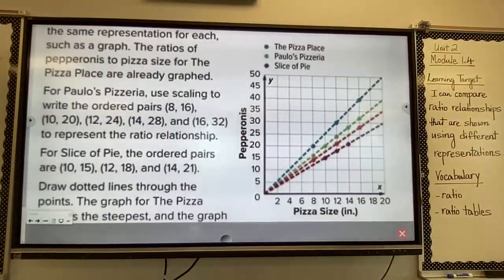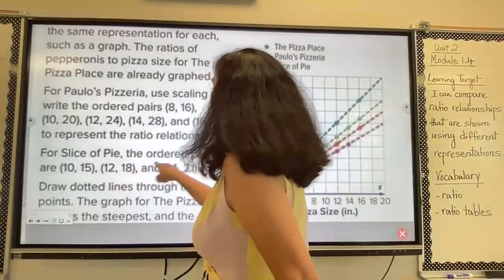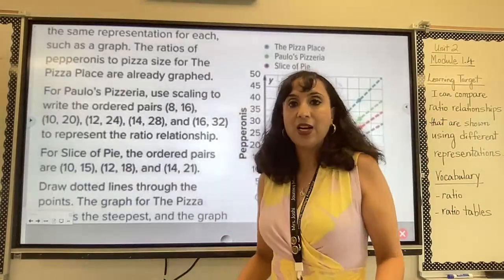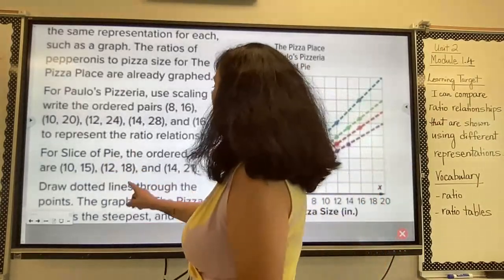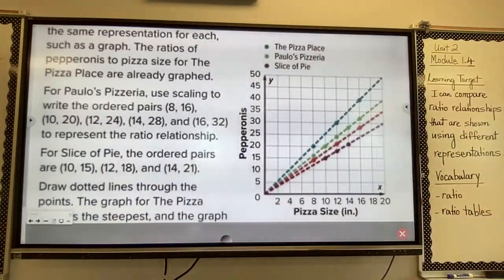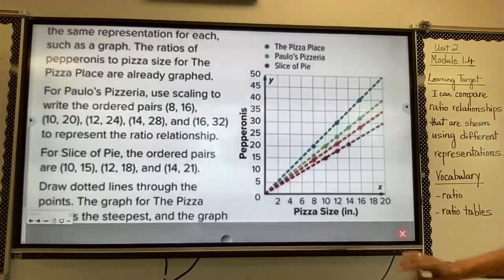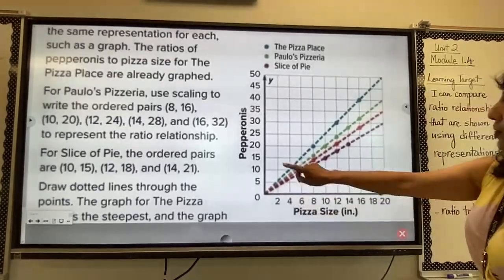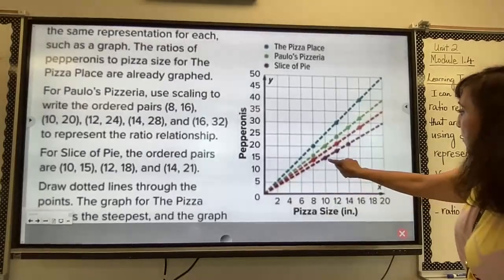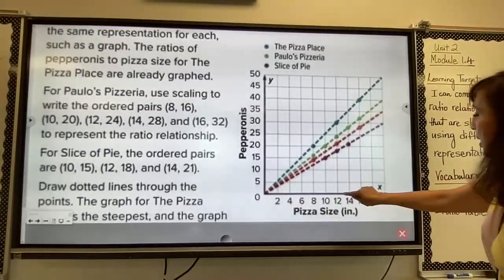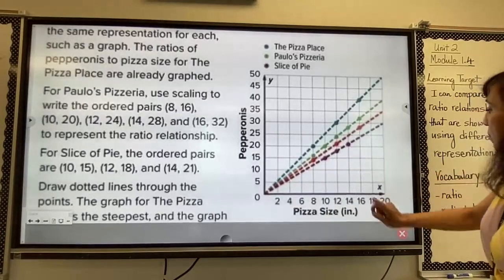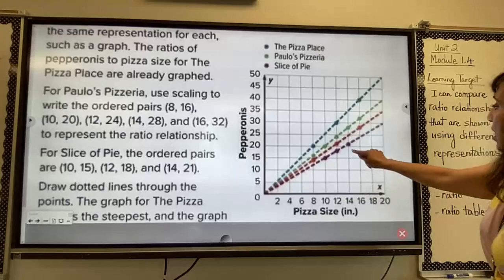And then we have the slice of pie. And here are the ordered pairs for the slice of pie, which was in the table format. So you put it into the ordered pairs: 10, 15, 12, 18, 14, 21. So the red one, the pink one is the slice of pie. All right. So look, we have 10, and this is 15. And we have 12, and we get 18. We have 14, and we have 21.